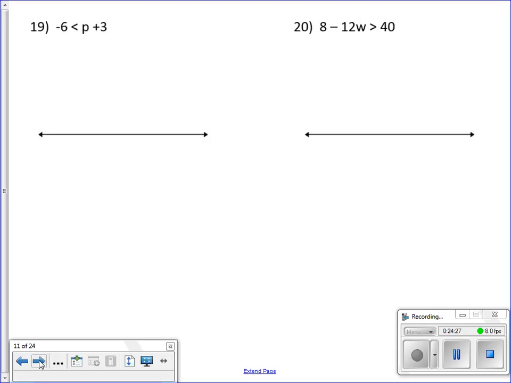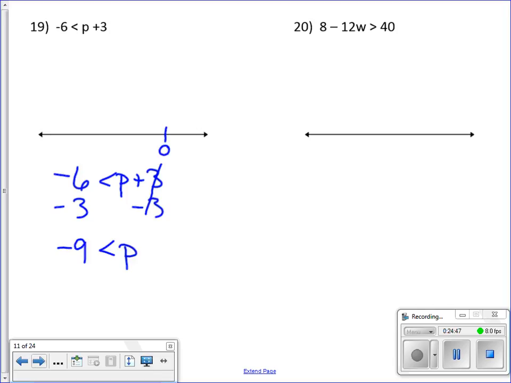All right, here we go again. Doing another one. So I've got -6 is less than p plus 3. I'm going to minus 3 from both sides. And I get -9 is less than p. Remember, I subtracted. That's all. It's not multiplying or dividing by a negative number, so the sign just stays the same.